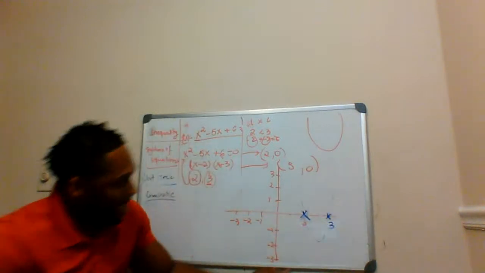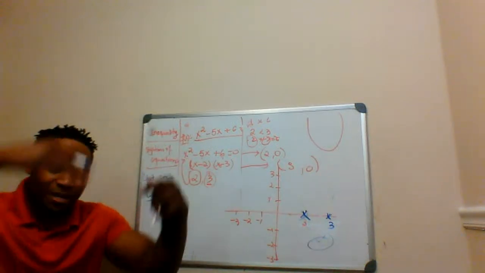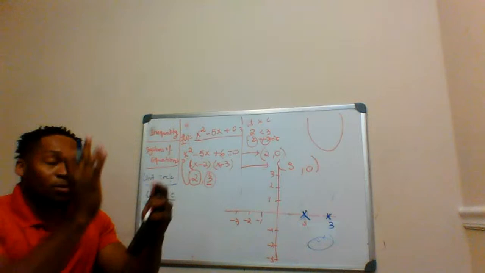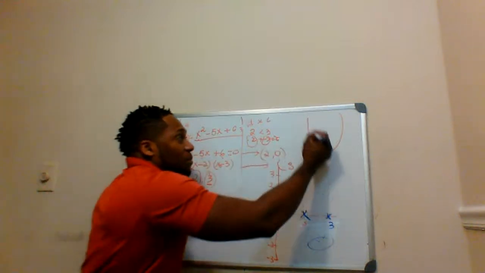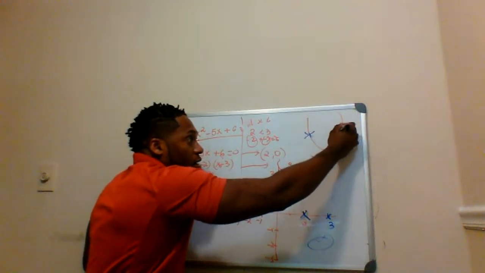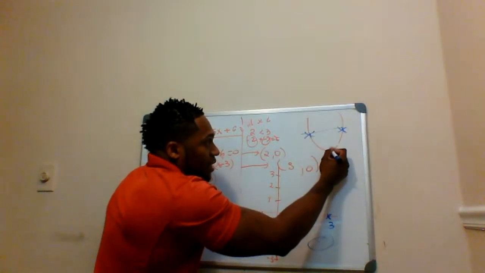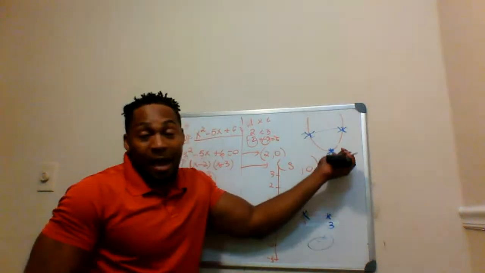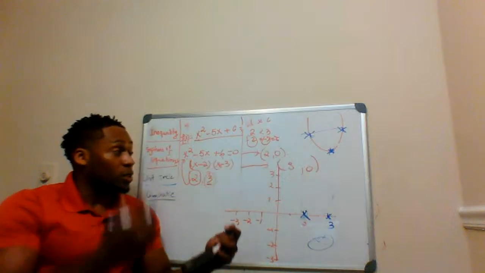Right? So now what we're left to find is the bottom point right here, the lowest point in the parabola. So it's shaped like this. We already found these two points on the x-axis. What we need to find is the vertex, the point right here, the lowest point.